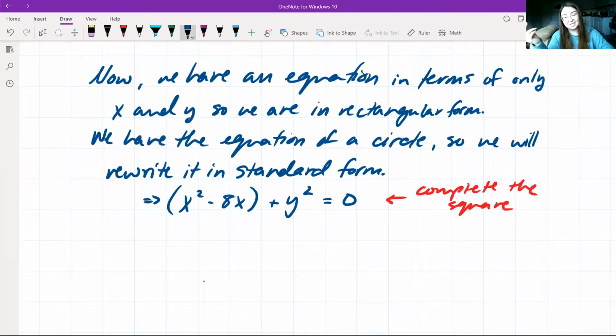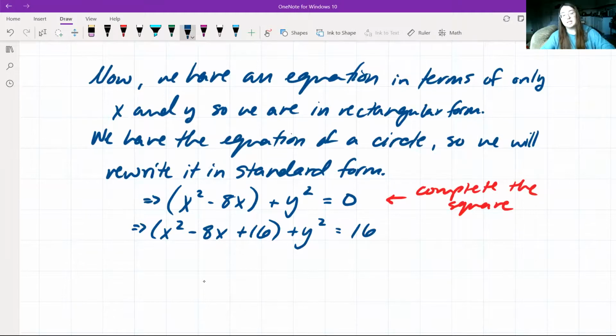So to complete the square, what we're going to end up doing is we'll add 16. And we have to add 16 to both sides. So now we have x squared minus 8x plus 16 plus y squared is equal to 16. Now, x squared minus 8x plus 16 simplifies down to just x minus 4 squared plus y squared is equal to 16.